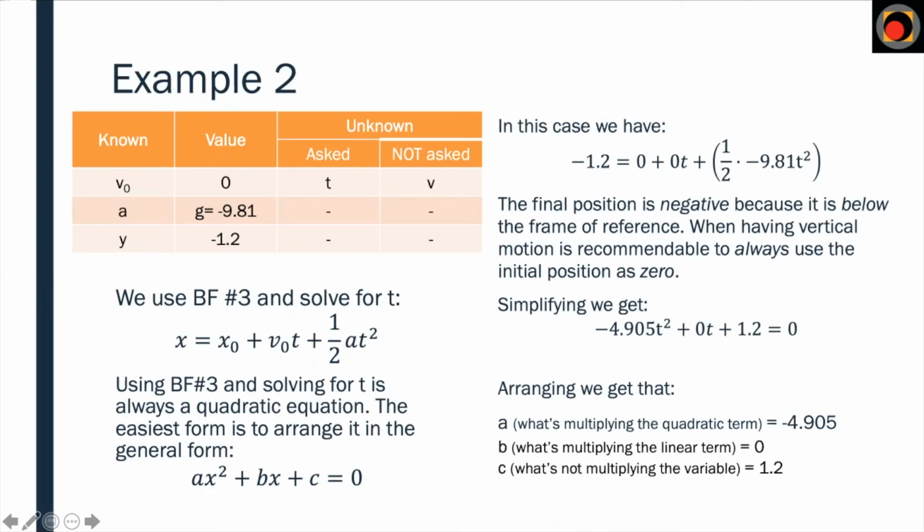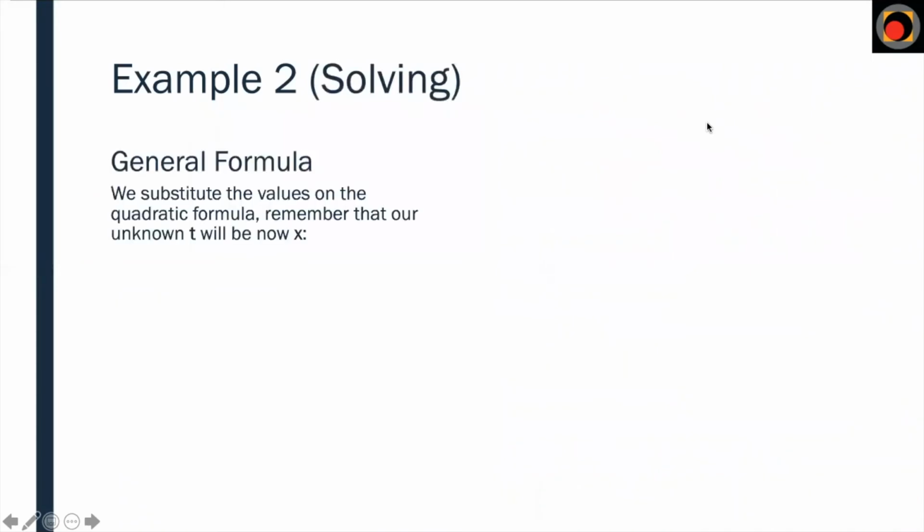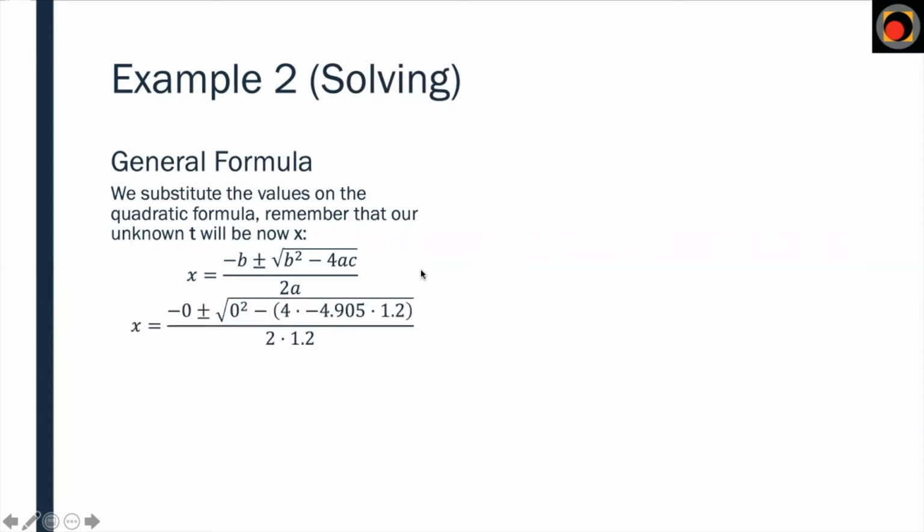Now, as you may or may not remember, the way we solve a quadratic equation is with the general formula. The general formula is x equals minus b plus minus the square root of b squared minus 4ac, divided by 2a. Our unknown is t, so this will be t, and we will put inside this formula the values of a, b, and c. Look, b was 0, so 0, plus minus the square root of b squared, which is 0 again, minus 4ac, 4 times a times c, divided by 2 times a, 2 times 1.2.